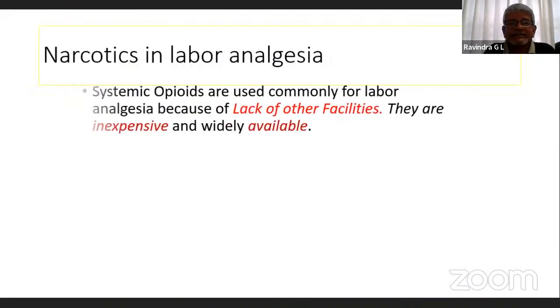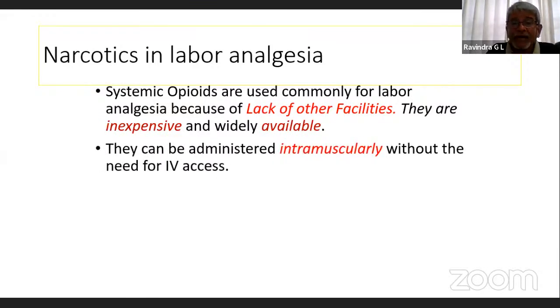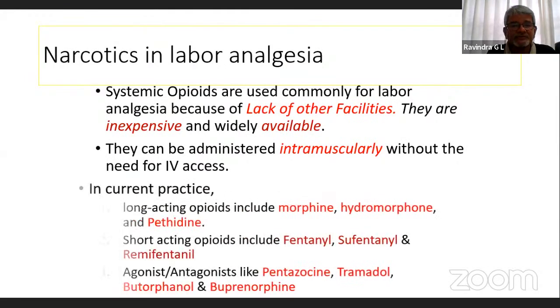So narcotics in labor analgesia: systemic opioids are used commonly for labor analgesia because of lack of other facilities. Across the world, the commonest labor analgesic that is used is pethidine. They are used because they are inexpensive, widely available, and you don't require anybody special to give it. A midwife also can give, obstetricians can administer. You don't require the presence of an anesthesiologist. They can be administered intramuscularly without IV access. It is easy to give an injection.